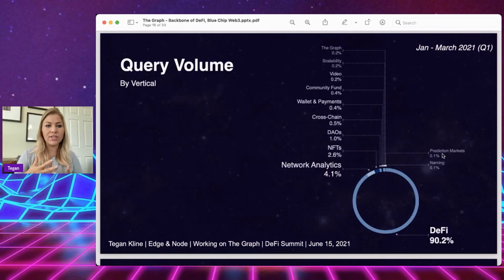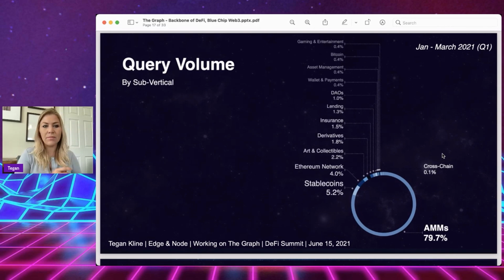So this goes into a deep dive on those queries. You can have a ton of different types of queries across many different use cases. And we see here that actually 90% of those queries are within DeFi. This is a snapshot from Q1, so this could have shifted. Maybe we've seen more activity in DAOs and NFTs since, just because they've been two areas that people have been really excited about and growing. And then this shows you that 2.6% of those queries are NFTs, and 1% are DAOs.